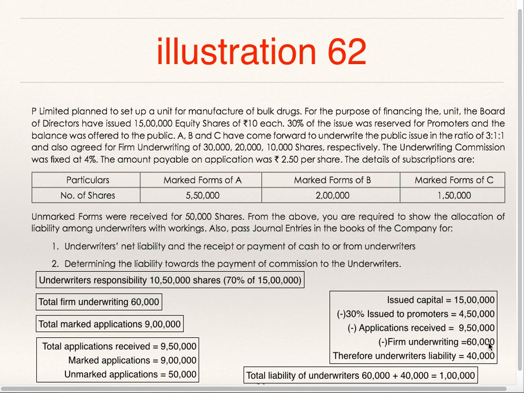You know firm underwriting is already given as 30, 20 and 10, but you are supposed to find out who will take the responsibility for these 40,000 shares, whether it is A, B or C. For this we will prepare the statement.